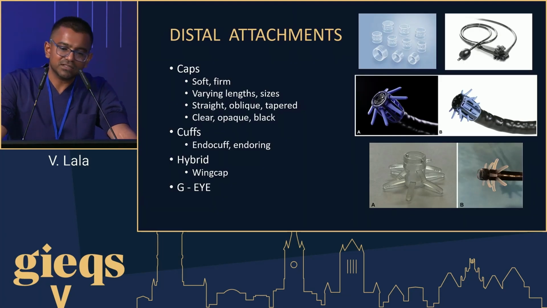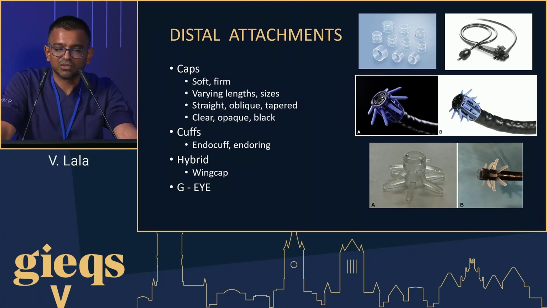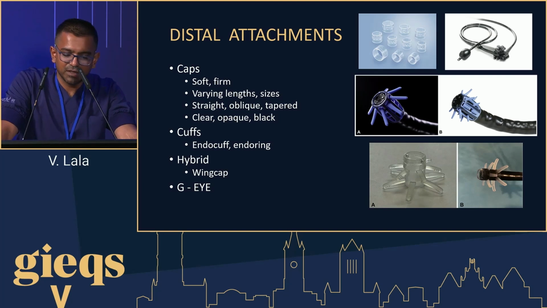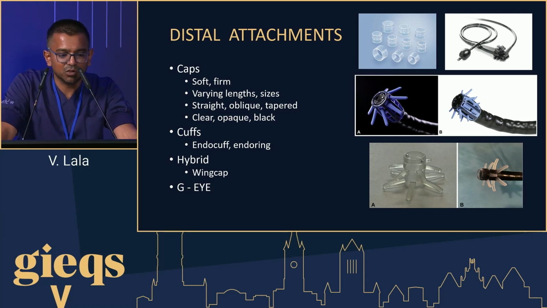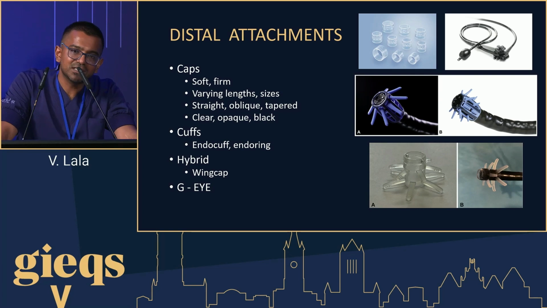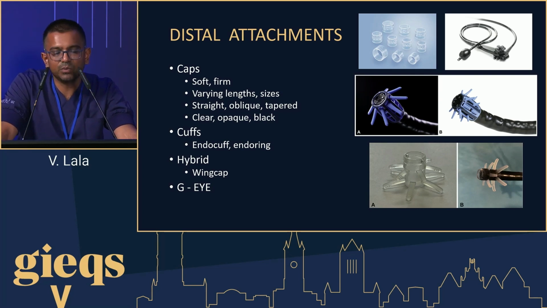So when we're talking about distal attachments, essentially we're just talking about attaching something to the tip of the scope. There are two main streams of attachments, a cap and a cuff. A cap is essentially an attachment which projects distally beyond the tip of the scope. By projecting distally, you're achieving a little bit of distance between the lens and the tip of the scope. What that does is it keeps the mucosa off the lens, so it allows you to maintain view without getting red out or white out.